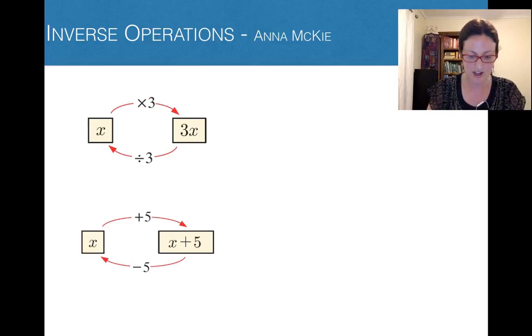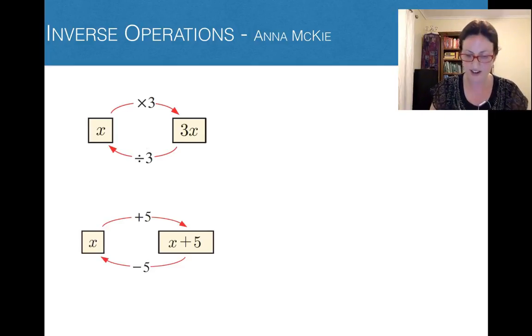So if we start with the term x and we need to turn that into the term 3x, what do we have to do to that? As you can see on the screen, we have to multiply by 3. If we were going backwards and we had 3x and we were undoing that to get to just x, what do we do to this 3x here? We divide by 3. So the multiply and the divide are inverse operations, or the opposite operation.